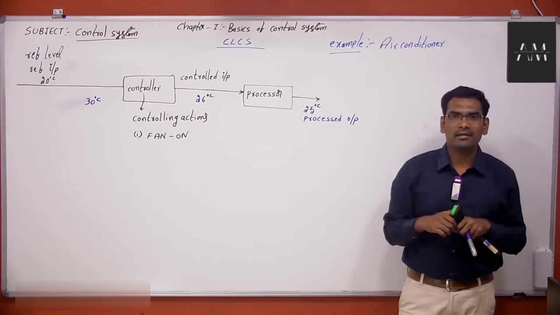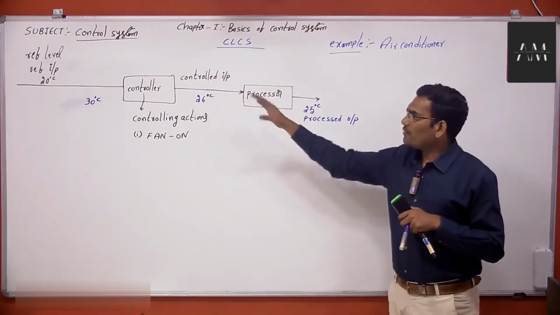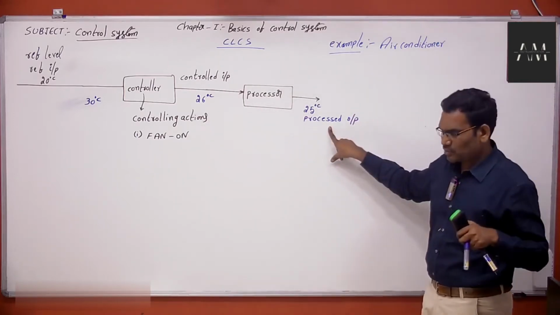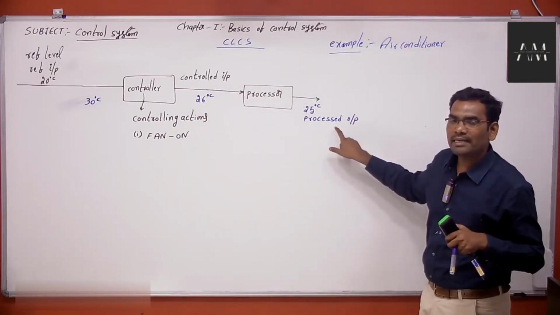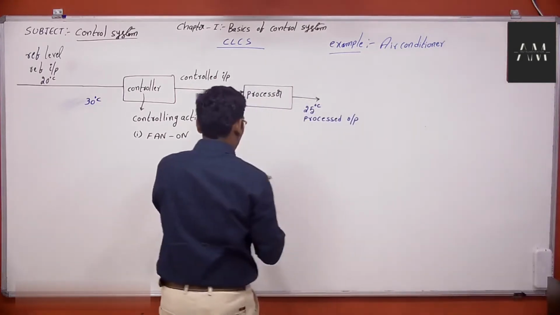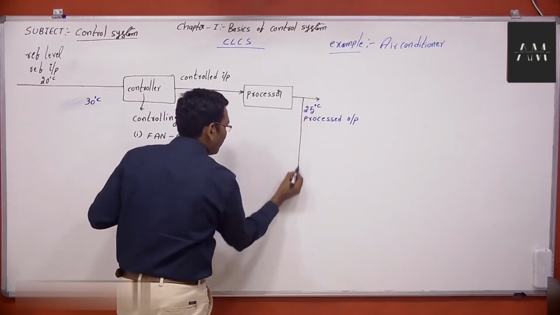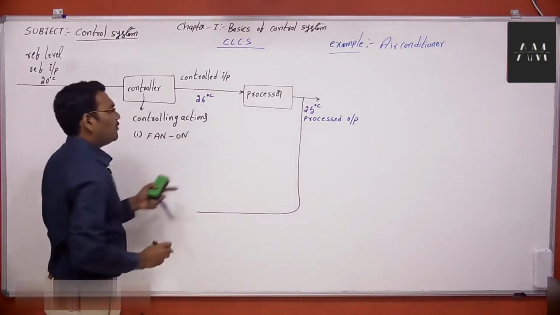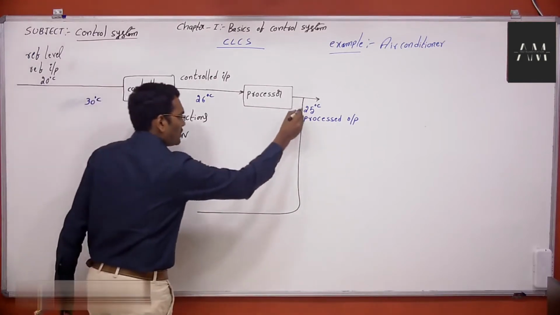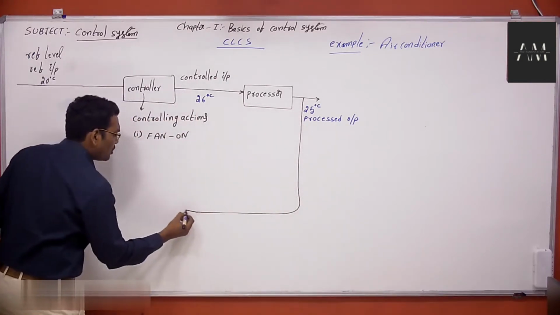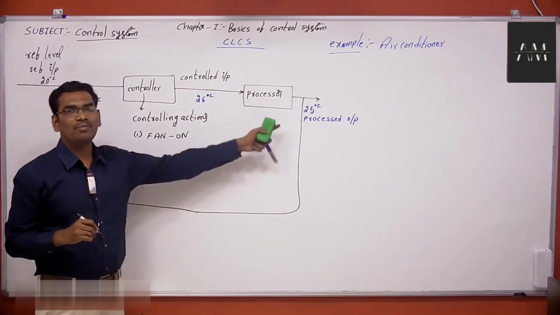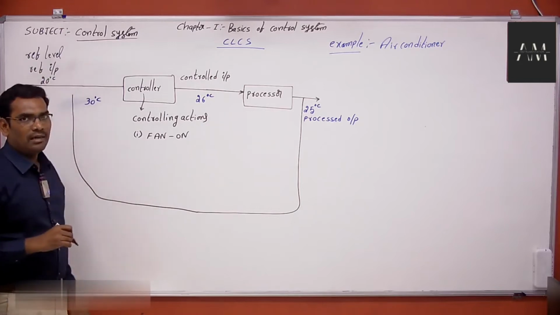In the same manner here, after doing some machine operation, after doing some task, the processed output is now 25 degrees centigrade. This 25 degrees centigrade is compared with the reference level. Therefore, this processed output is compared with the reference level. If you want to compare it, first the processed output is brought to the input side. Then whose job is that? Who will bring that processed output to the input side and compare it with the reference input?